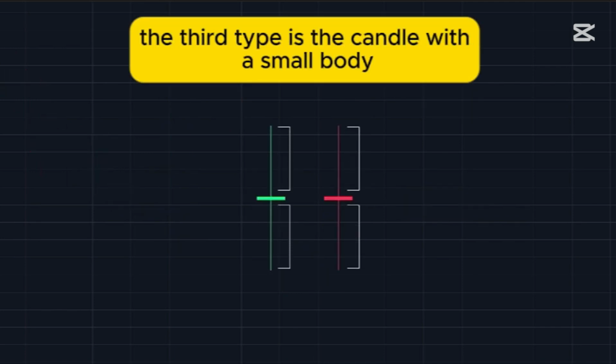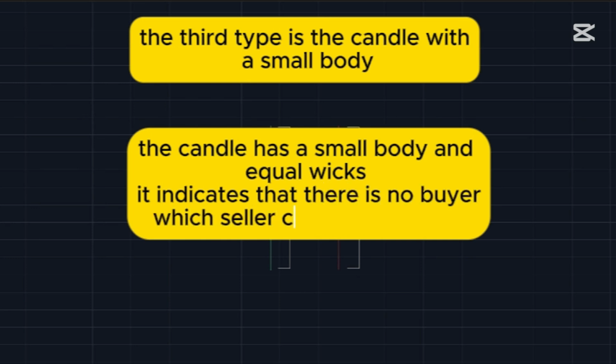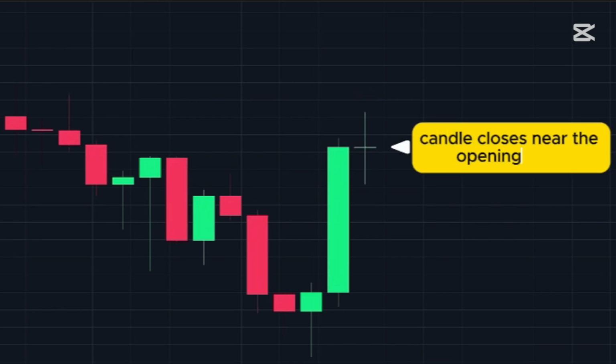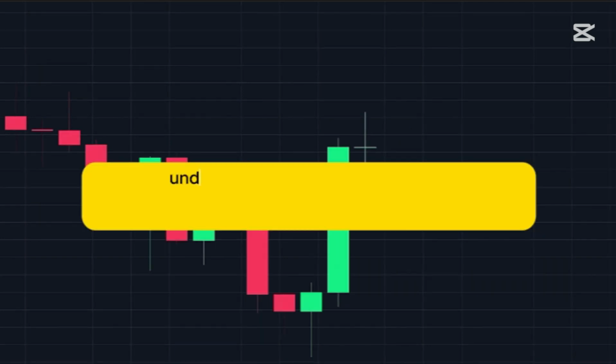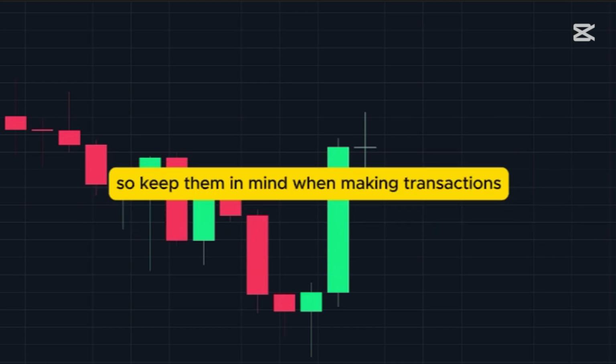The third type is the candle with a small body and equal wicks. If the candle has a small body and equal wicks, it indicates that there is no buyer or seller controlling the price. This is because both parties, bulls and bears, tried to push the price up and down during this time, but neither side prevailed. So the candle closes near the opening price. Understanding the concepts of body and wicks is necessary when starting to learn about basic candlestick patterns. So keep them in mind when making transactions.